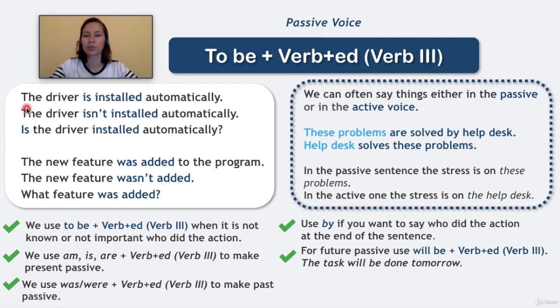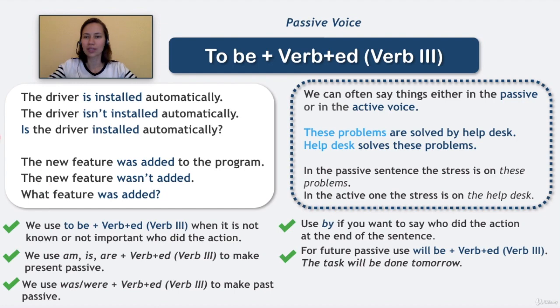For example, present simple is: the driver is installed automatically. You can see that the verb is shows that this is present simple. Or: the new feature was added to the program. Here you have was, which means that this is past simple. Or: the task will be done tomorrow. Here you can see that will be means that this is future, future passive.